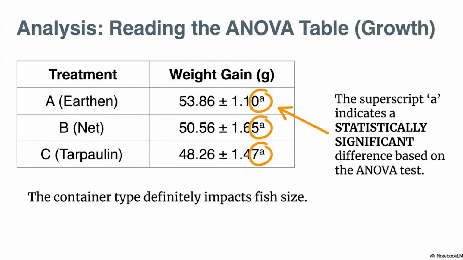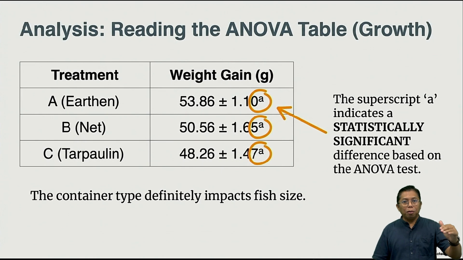We then use an ANOVA test to see whether the differences are statistically significant. The earthen pond, as treatment A, showed the highest average weight gain. It's about 53.86 grams.